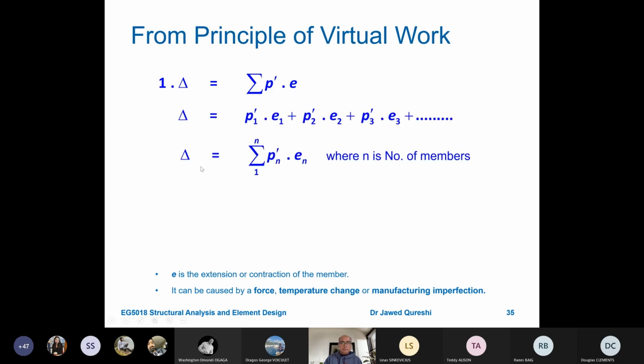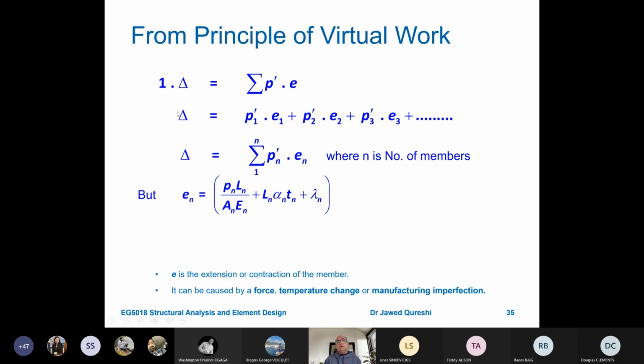My total deflection is going to be summation of forces. P prime is the virtual system. So total forces in the virtual system times the e, which is the total deflection in the real system. e is equal to PL over AE, where P is the force in real system, L is the length, A is area, E is modulus of elasticity, and again L alpha ΔT, this is related with the temperature, and lambda is related with the manufacturing imperfections.